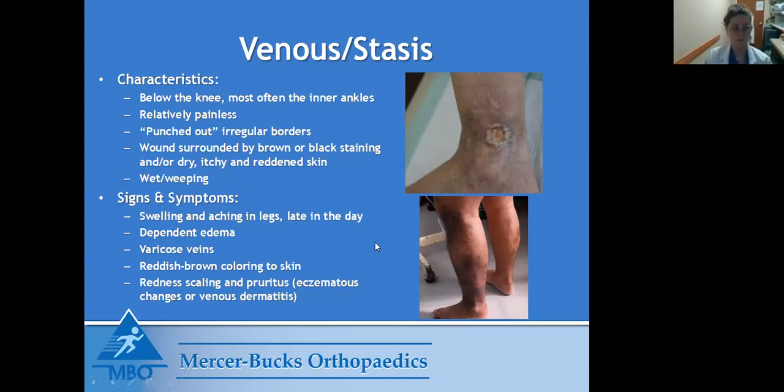Signs and symptoms of a venous wound are swelling and aching in the legs. Oftentimes you do experience that late in the day. So unlike the pain that you feel with an arterial wound or an ischemic wound, which is typically all the time, this tends to be more painful at the end of the day, usually because that's when you have the most swelling because you've perhaps been up all day or your legs have been hanging in the dependent position all day. You get swelling when your legs are hanging or when you're standing for long periods of time. You see those varicose veins, the reddish brown staining of the skin, and then you can have scaling of the skin or those eczema changes I mentioned, which is also known as venous stasis dermatitis.